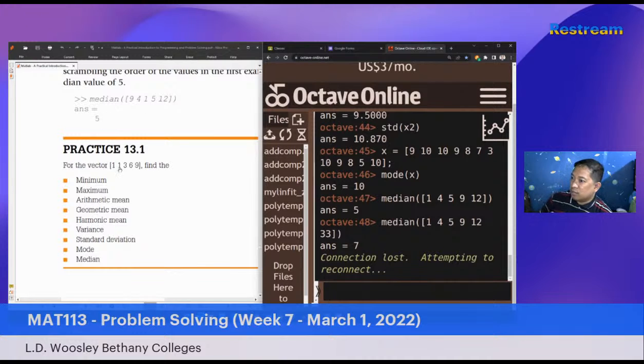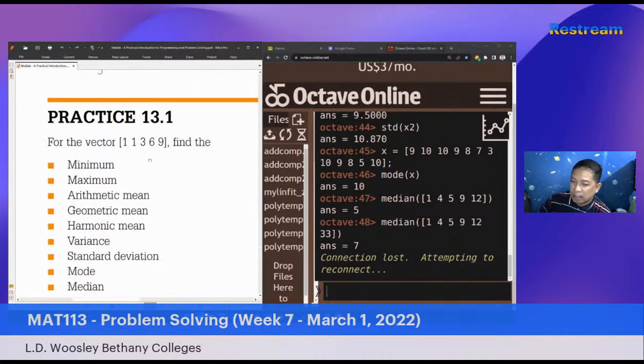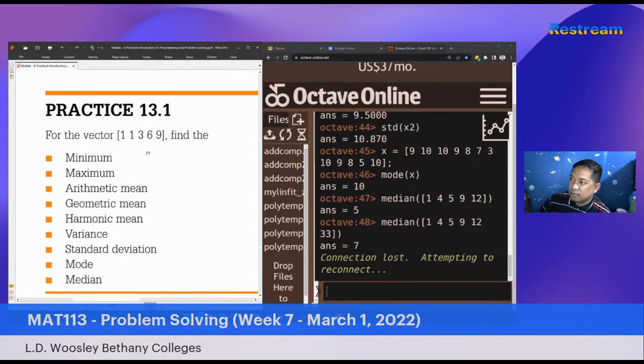Okay, let's try to solve this data set. Yeah, I hope this is clear to you. For instance, for a vector, say we call it z, since it's just x all along. Say 1, 1, 3, 6, 9. So that's our data set.